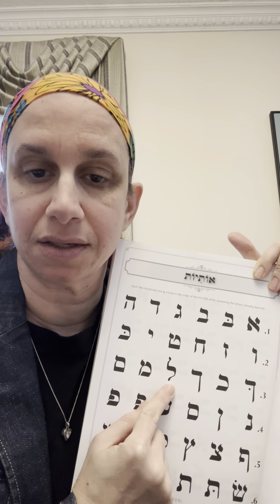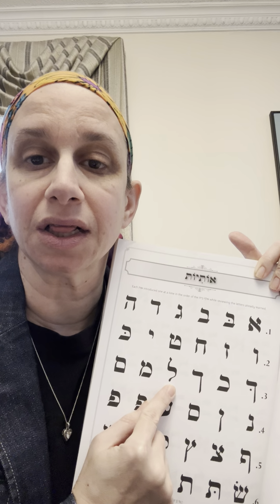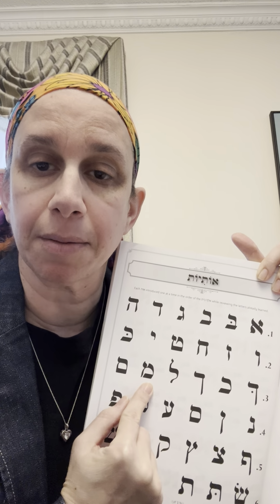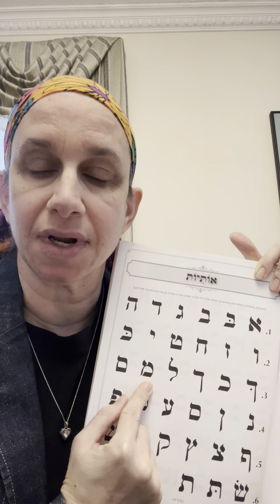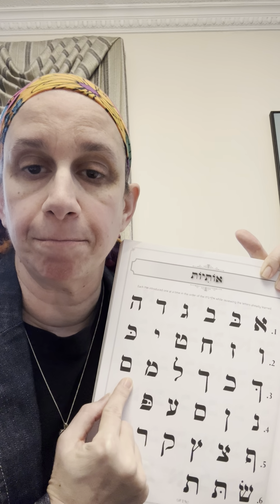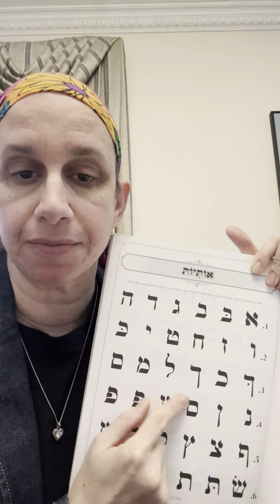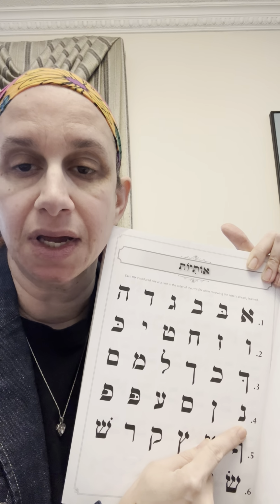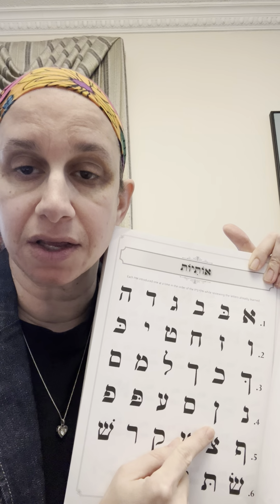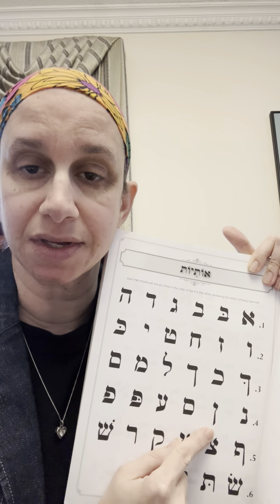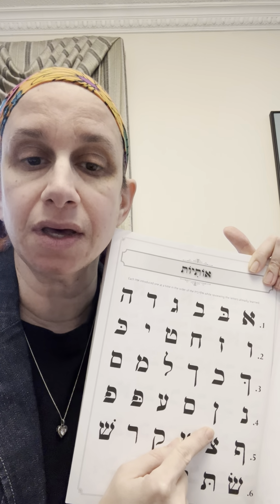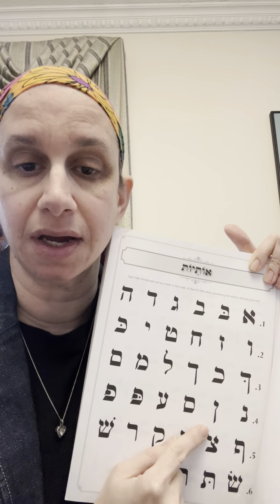Lamed, L. Actually, it's just L. You need a vowel to make it sound different than that. Mem, M. It's an M sound. Mem sofit goes at the end of a word. Still an M sound. Nun, N. An N sound. Nun sofit goes at the end of a word. By the way, these N letters always go at the end. They never go in the middle. This is an N sound also. N. Samech.